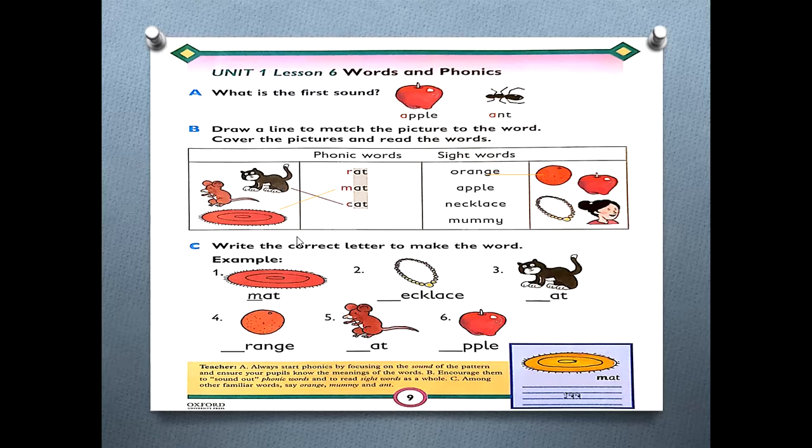And one example they have given, that number 1, it is the picture of mat, and they have written M in the blank space, and it becomes mat, M-A-T, mat. Number 2, it's the picture of necklace, and you have to write N in the blank space, and it becomes necklace. Next, number 3, you can see cat is there. C you will write in the space, and it will become cat, c-a-t, cat. Rest of the blanks you will fill by yourself.